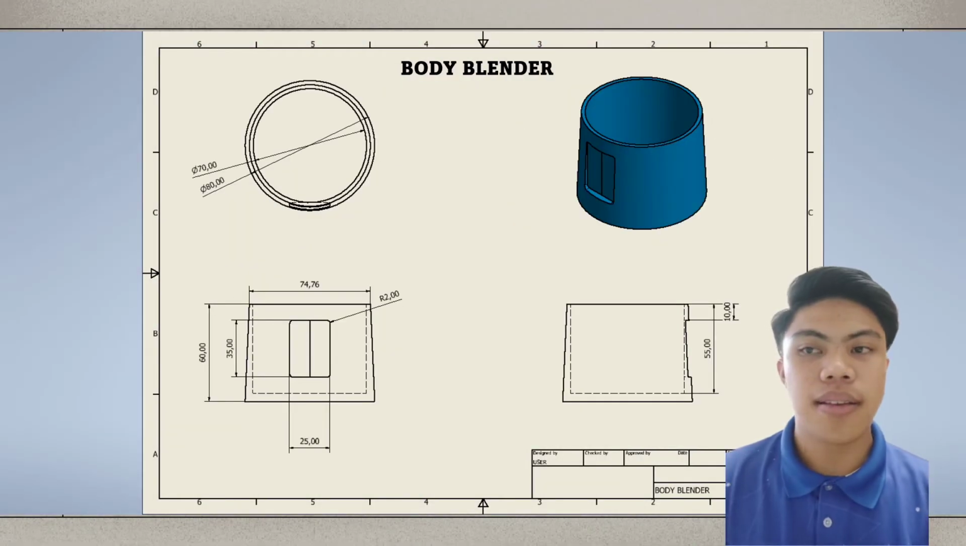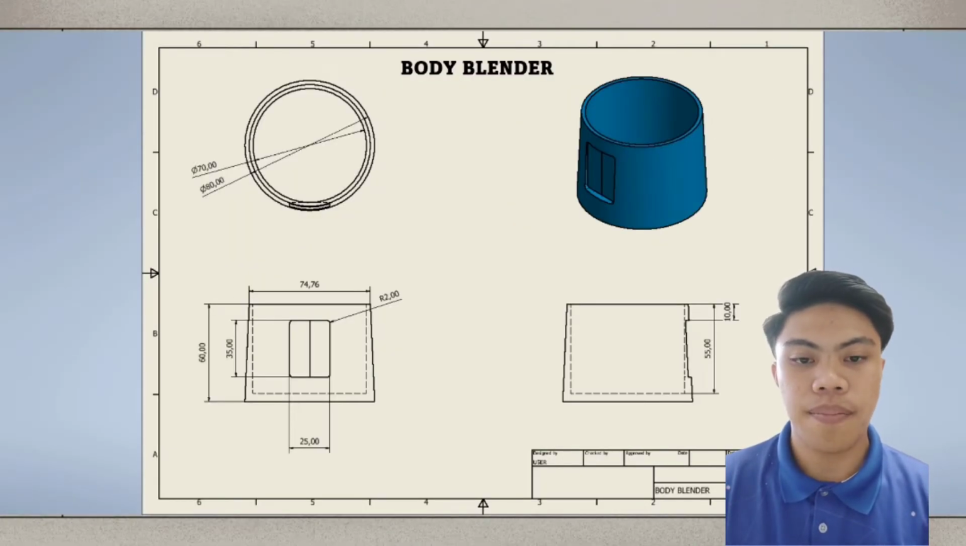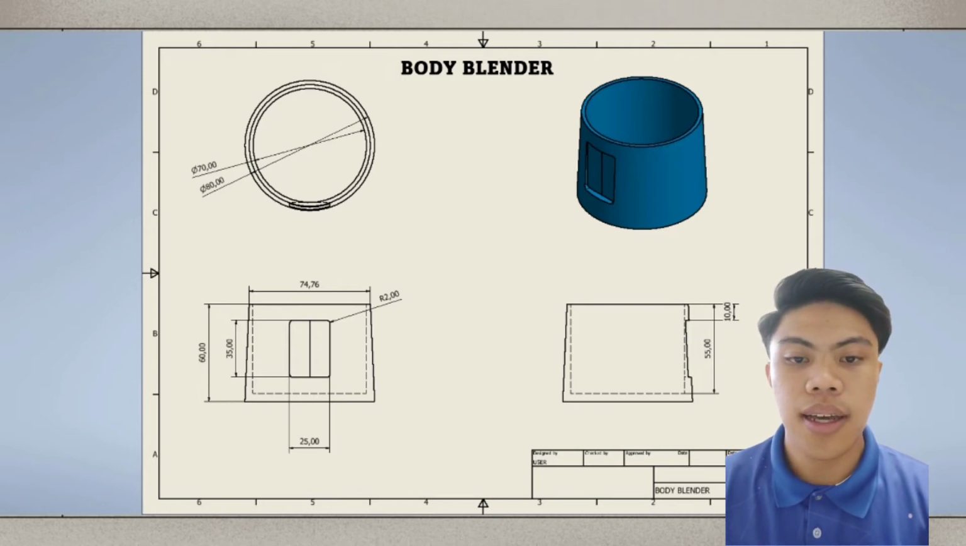The 9th part is body blender. This part was made from plastic material. It has 70mm of top diameter and 80mm of bottom diameter, and it has 60mm of height. This part is made to protect the electronic components and motors inside it.